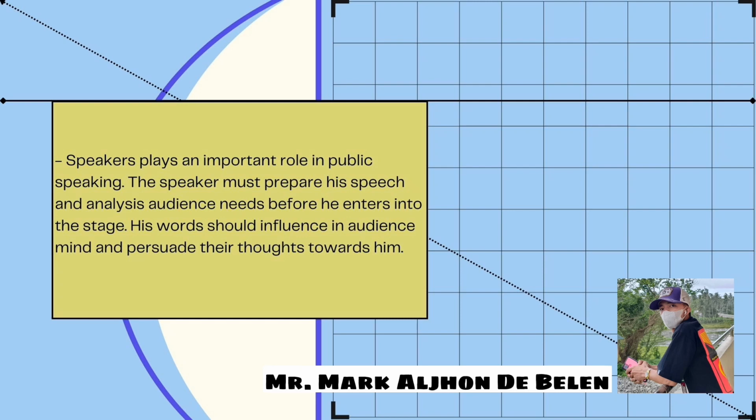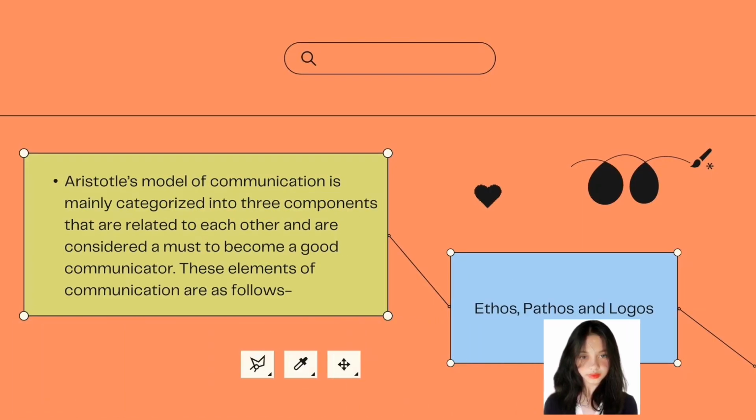Why is the speaker the most important in Aristotle's model of communication? The speaker has an important role in communication. For example, a mayor is having a speech. His voice must be audible and understandable. It is because the speaker's message among the audience should be delivered in a proper way. Thank you.